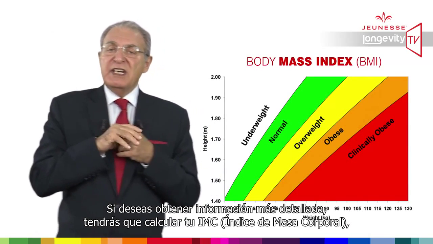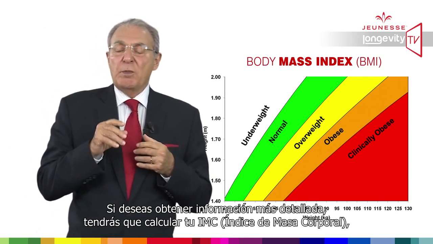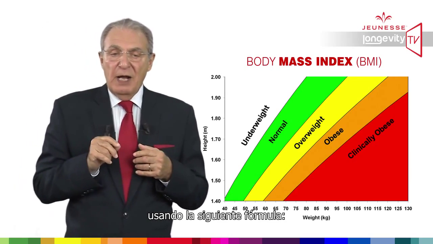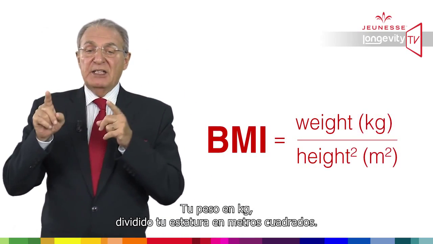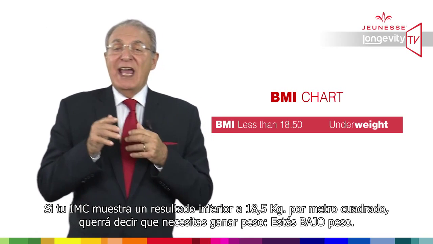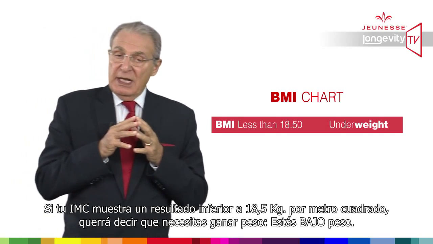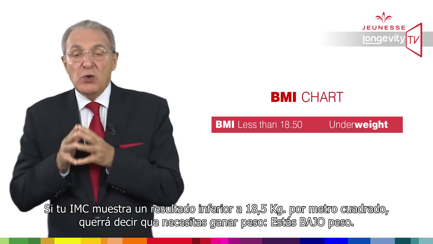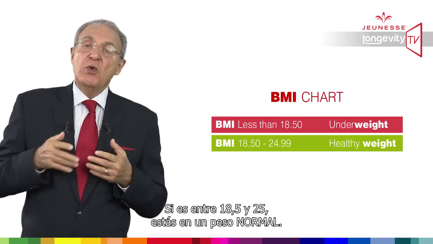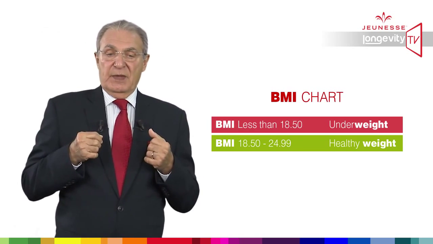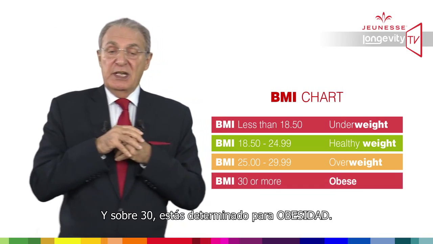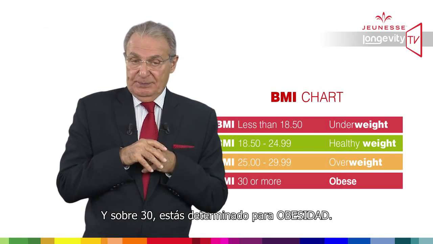If you wish to get more detailed information, then you have to calculate your BMI, which means your body mass index, by using the following formula: your weight in kilos divided by your height in square meters. If your BMI score is under 18.5, it means that you need to gain weight. You are underweight. If it is between 18.5 and 25, you are in the normal standard. Between 25 and 30, you are overweight, and above 30, you are qualified for obesity.